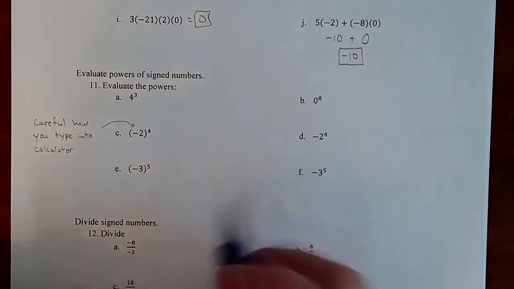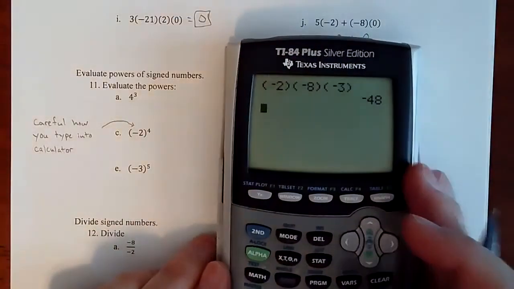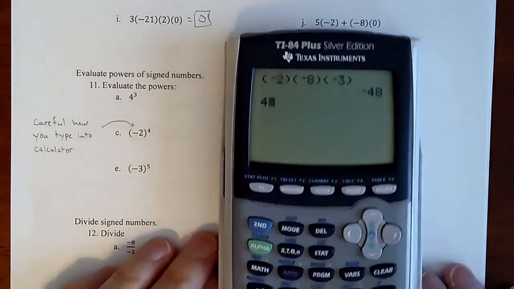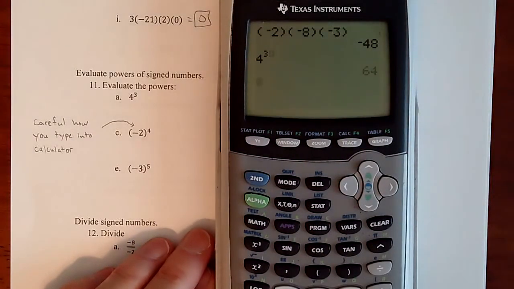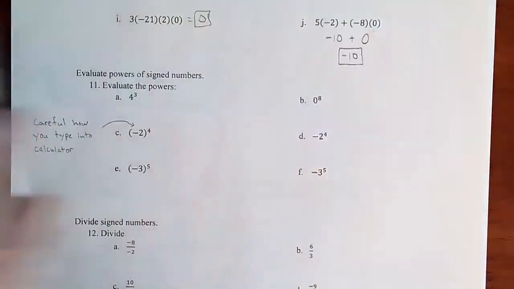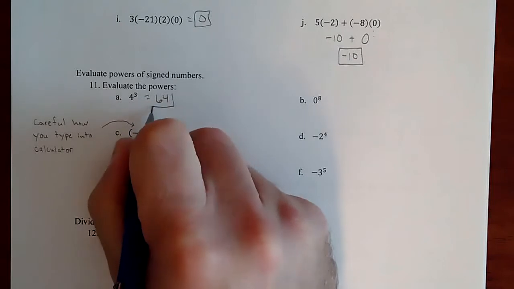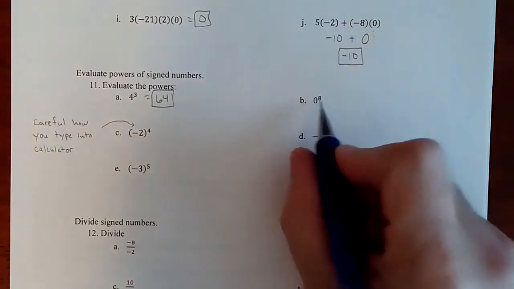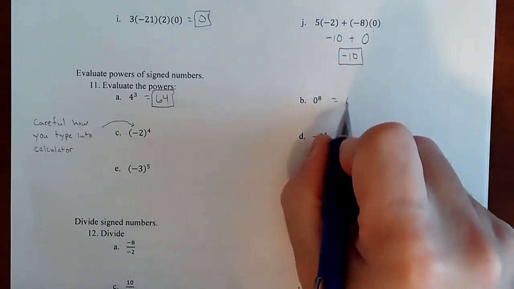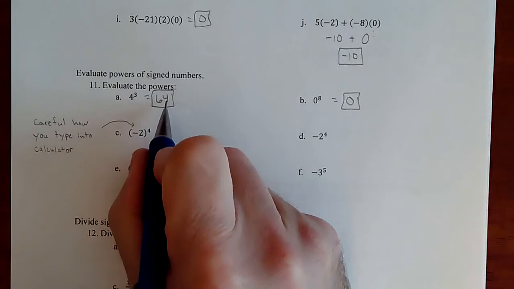Okay, so 4 to the third, let's just type it in the calculator. There's your arrow, there's your exponent button. 4 to the third is 64. Zero to the eighth, 0 to any power is just going to be 0 because it's a bunch of zeros multiplied together. And then here it's a bunch of 4s multiplied together, get 64.